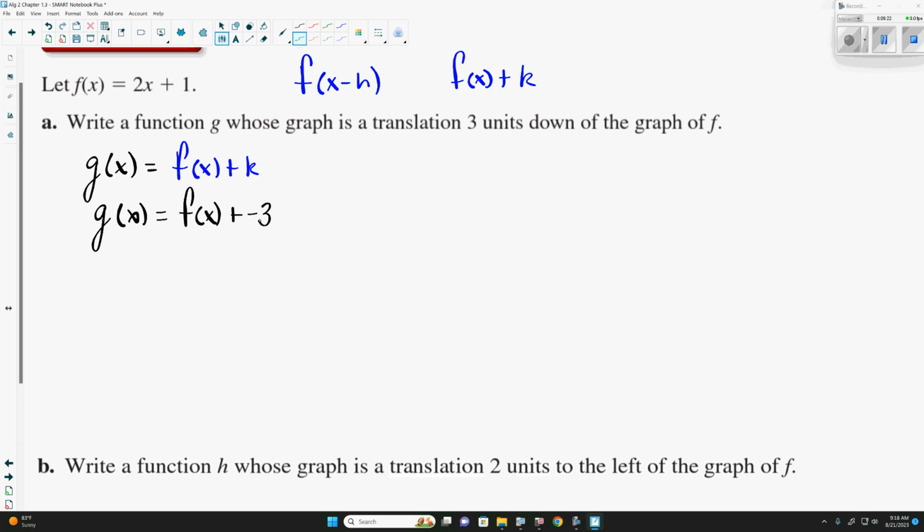Now to finish this up, the next thing we need to do is plug in the function for f of x. As it told us, our function of f of x was what? 2x plus 1. So what we're going to do is replace f of x with its function. So I'm replacing f of x with 2x plus 1. Now we could leave it as plus negative 3, but plus negative 3 is the same as minus 3. So we can just say minus 3. Questions on any of this here?